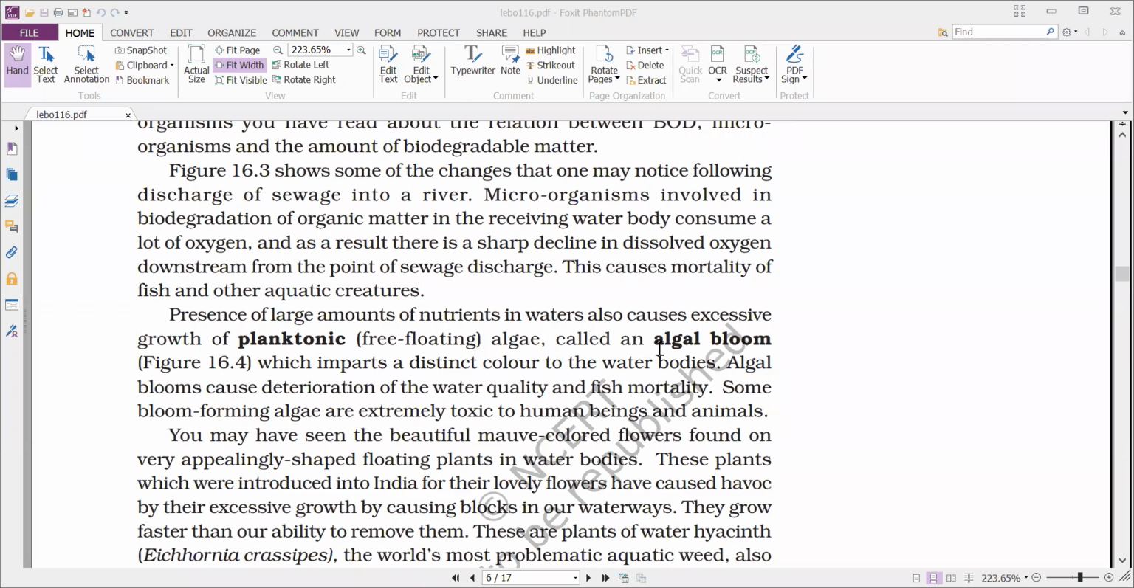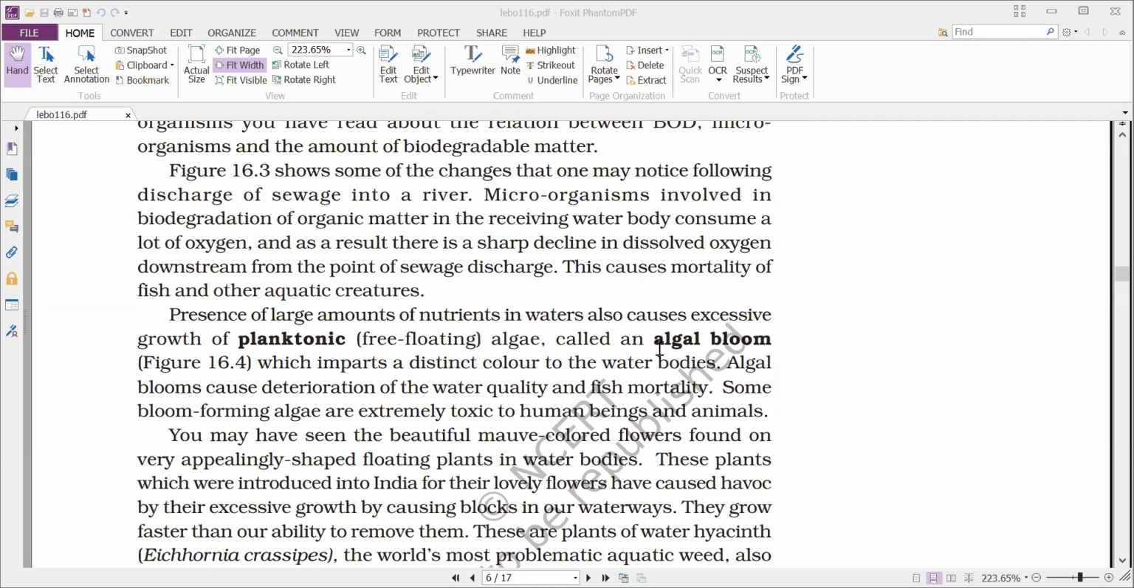Algal blooms cause deterioration of water quality and fish mortality because these algal blooms grow effectively using all the nutrients and also the oxygen that is present in the water. As a result, what happens? The oxygen level in the water keeps decreasing, changing the quality of water and leading to the death of fishes.